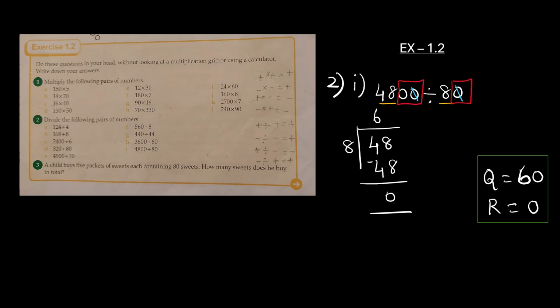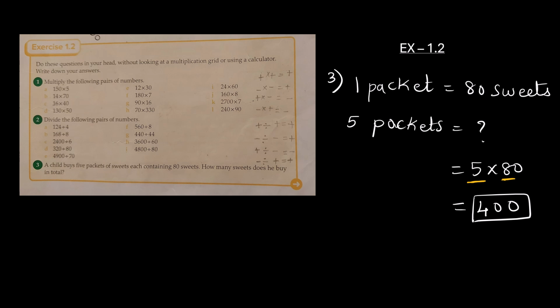I sum is 4800 divided by 80. First we do 48 divided by 8. How many 8s makes 48? It is 6. 8 times 6 is 48. So 48 minus 48 is equal to 0. Now let's look at the zeros. So cancel 1 zero. Now there is 1 zero left. We have to add that 0 to our quotient. So quotient is equal to 60. Remainder is 0.